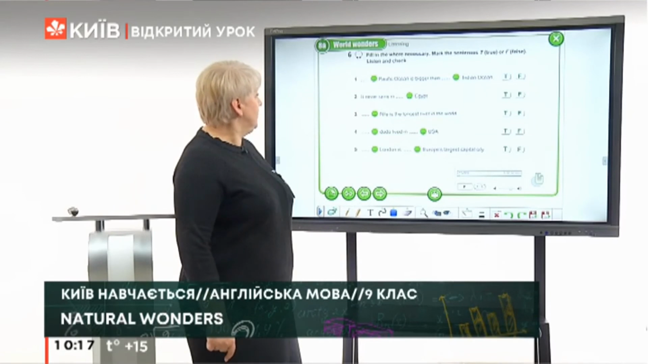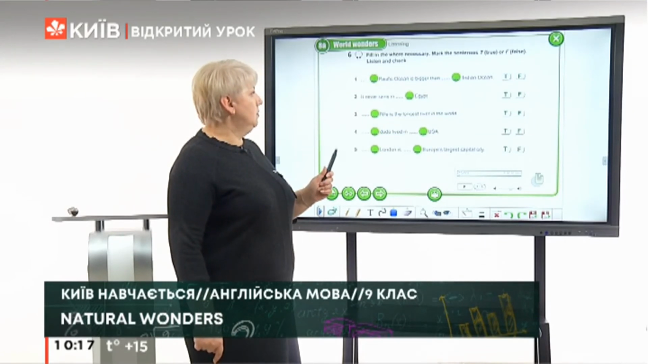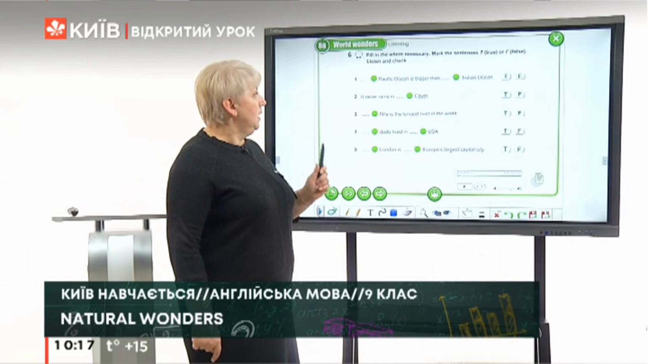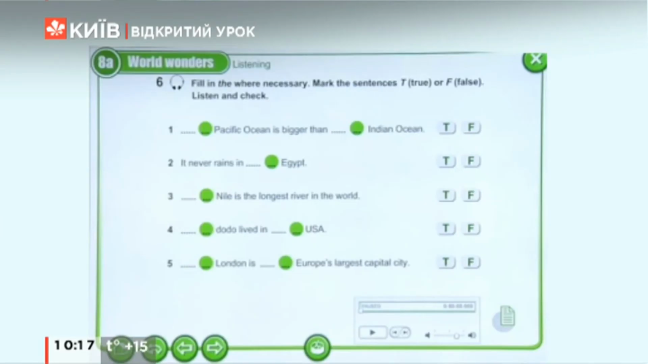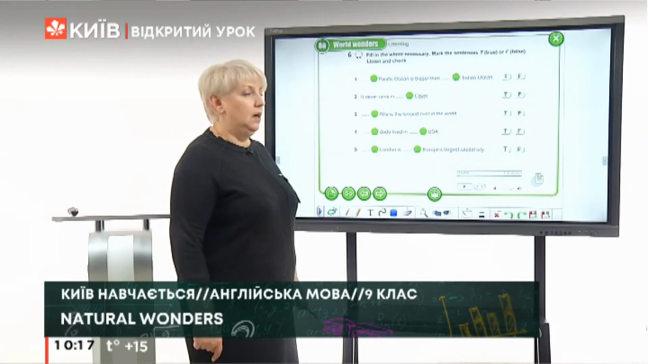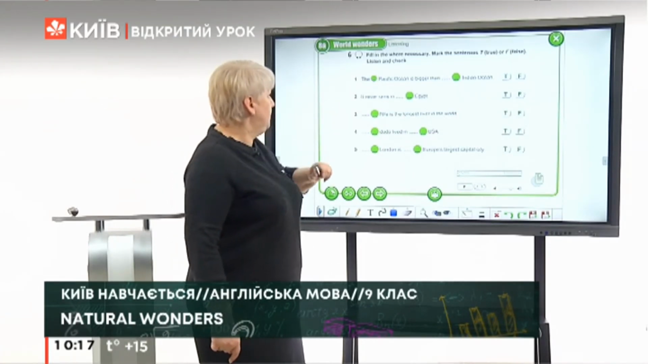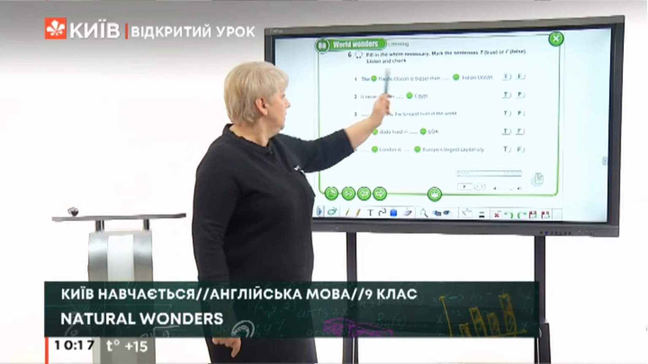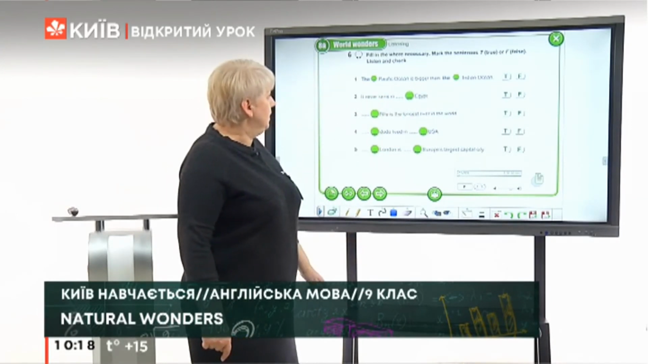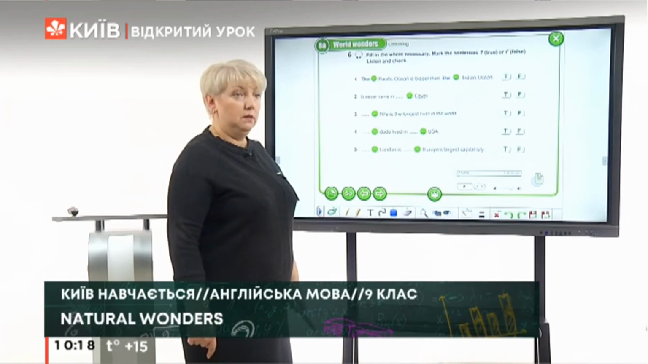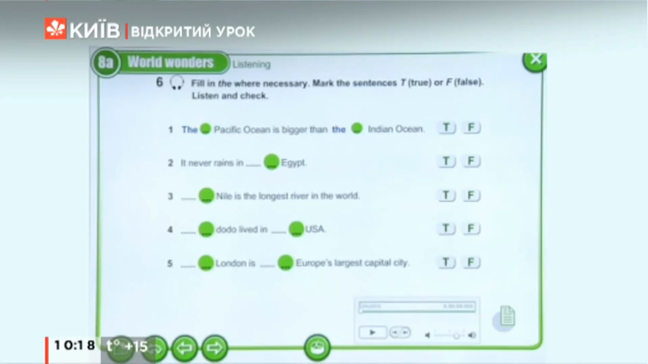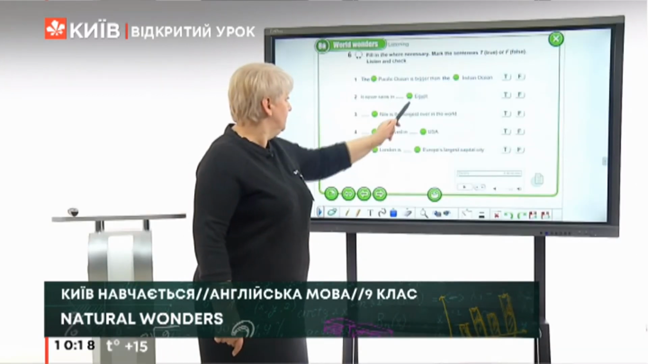Okay, the first sentence. Pacific Ocean is bigger than Indian Ocean. Both of them are water resources. That's why we put the article. The Pacific Ocean is bigger than the Indian Ocean. The next sentence. It never rains in Egypt. Egypt is a country. That's why we have no article here.